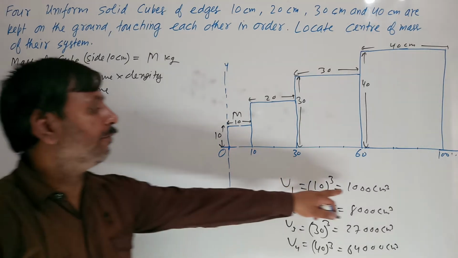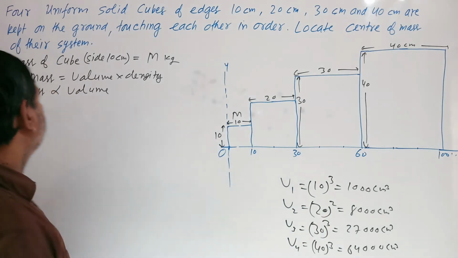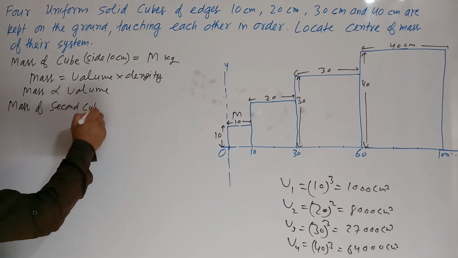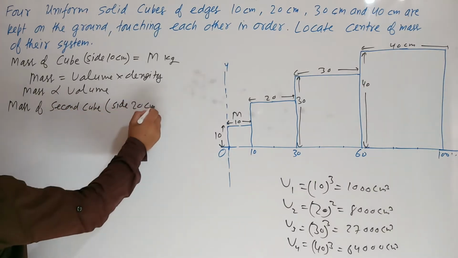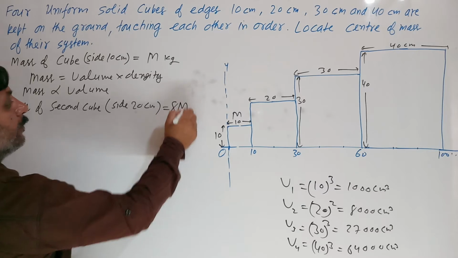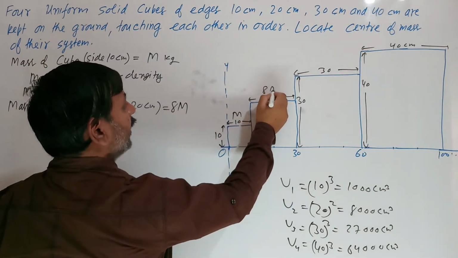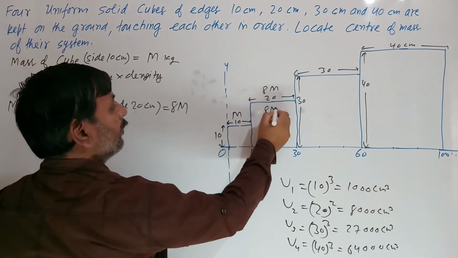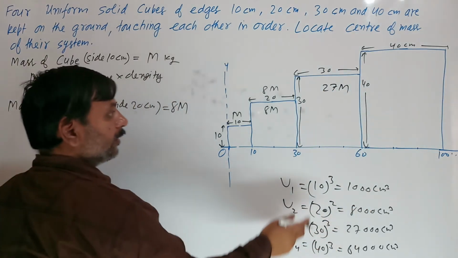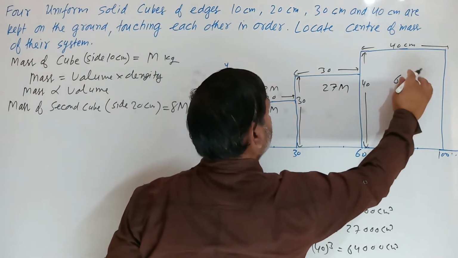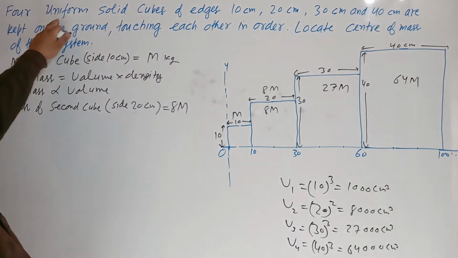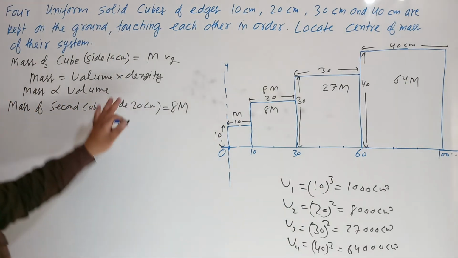So what happened? 1000 and 8000, that is 8 times the mass of the second cube. The cube with side 20 centimeter is 8 times, so that will be 8m. This has mass 8m. The next is 27 times, so this has mass 27m, and this will be 64m. This will be the mass of the cubes, because all are uniform solid cubes.